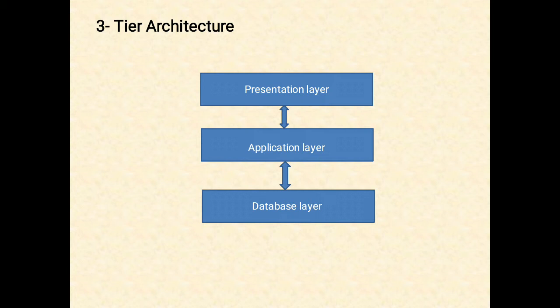When you want to view your details in the web browser, a request is sent to the database layer by the application layer. The database layer fires queries and gets the data. These data are then transferred to the browser, that means the presentation layer, by the program in the application layer.